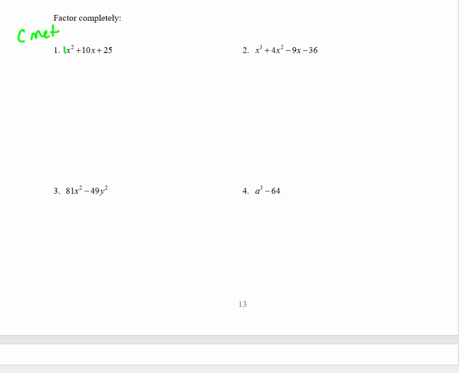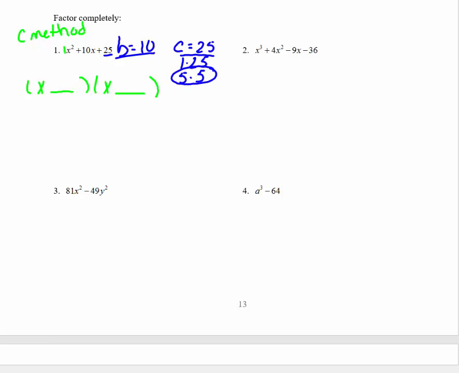Now, how do we do the C method? Well, we can almost jump to our answers. It's like x blank and x blank. Now, how do we figure out how to fill in those blanks? Well, you look for C, and C is the last number, so C is 25. You want the factors of 25 that add up to a positive 10. So the factors of 25 are 1 and 25 and 5 and 5. Well, 5 times 5 is 25, and 5 plus 5 would give me 10. So I can see that what I'm going to fill in my blanks with is a plus 5 and a plus 5. So my answer is x plus 5 times x plus 5.